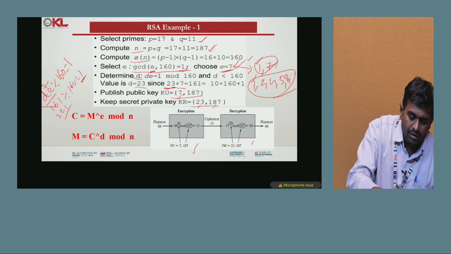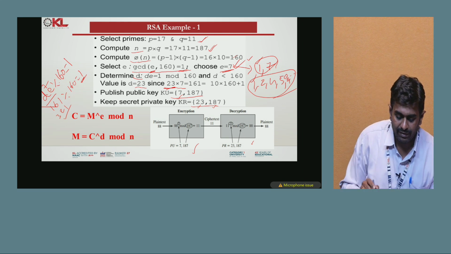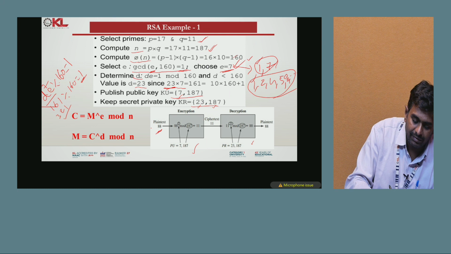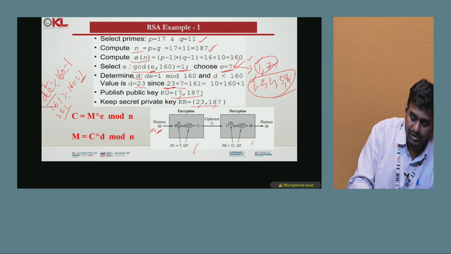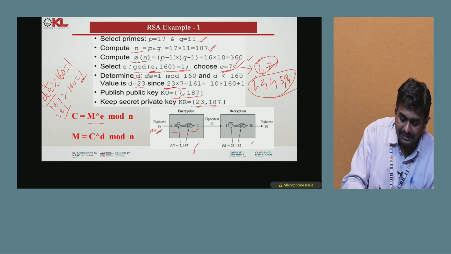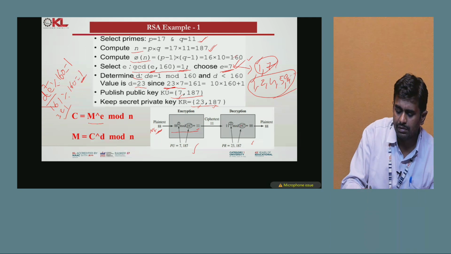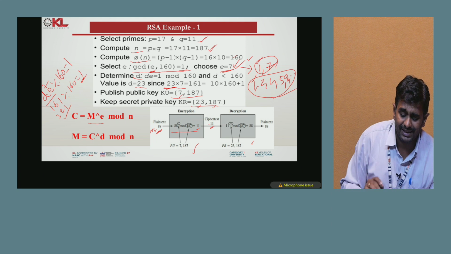Now what is the encryption formula? C equal to m power e mod n. For example, m, the original plain text, equal to 88. Based on the formula, this is 88 power e, that is 88 power 7 mod 187 equal to 11. Now on the sender side, 11 is transferred to the destination. This 11 is the C value, the ciphertext value.